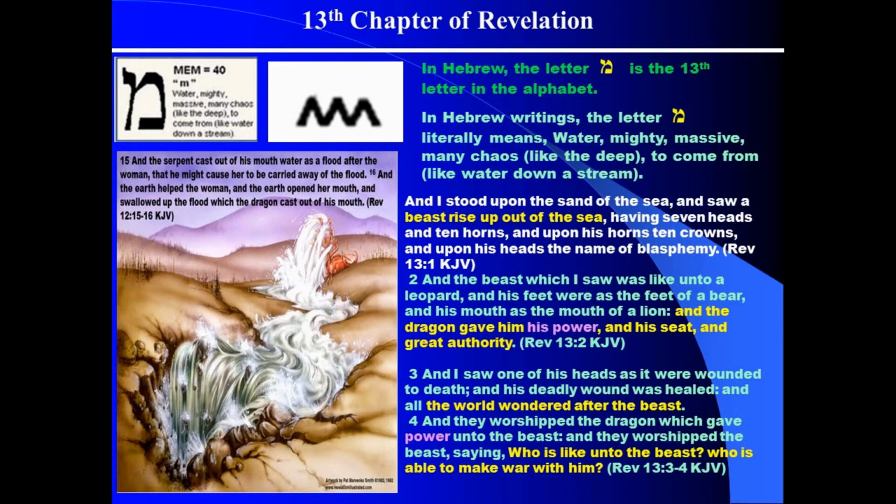And so we have here, in Hebrew writings, the letter Mem literally means water, mighty, massive, many, like chaos, like the deep. When I say that, if you open your Bible to the first chapter, you see Genesis 1:1, and the earth is covered completely in water. Many people believe, and I agree with this, that Satan fell between verse 1 and verse 2 and destroyed the perfect earth that was made in God, that is restoring that earth.